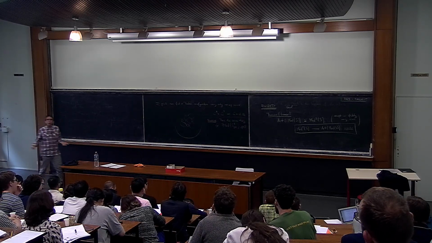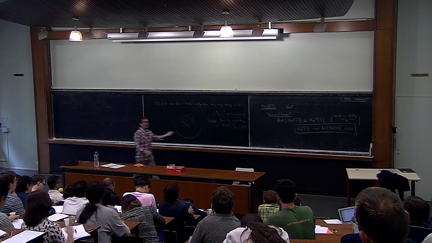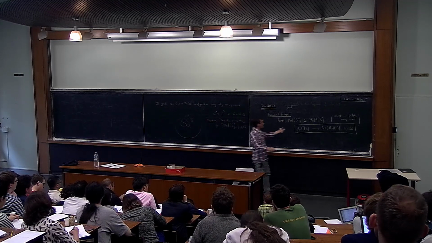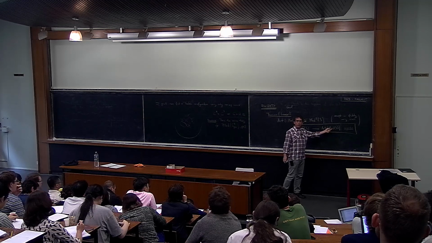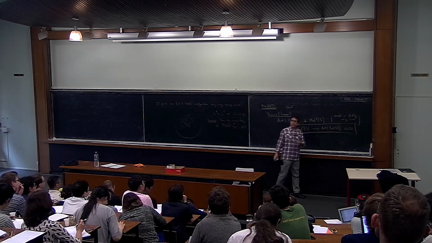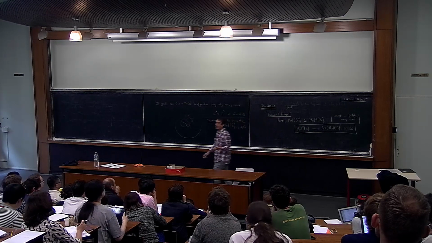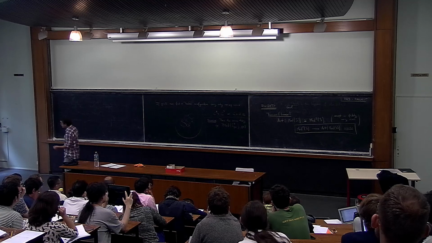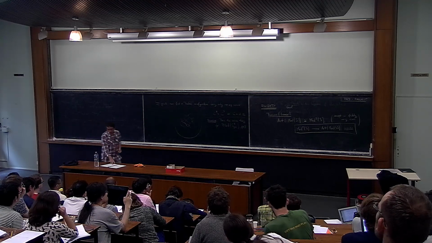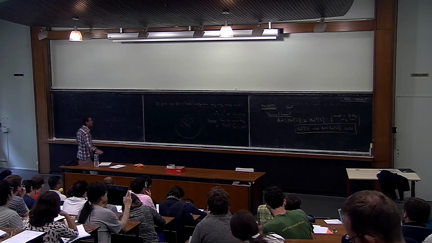We're going to transform this algebraic statement about the automorphism group of your surface, the mapping class group of your surface, into a statement about simple closed curves on the surface. Okay? So first of all, there's a theorem.